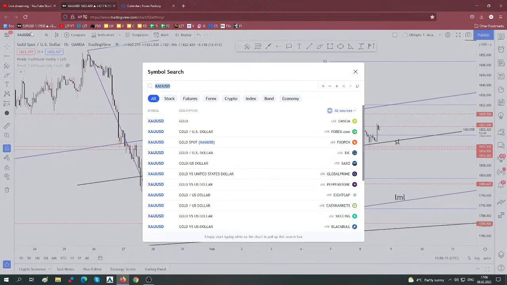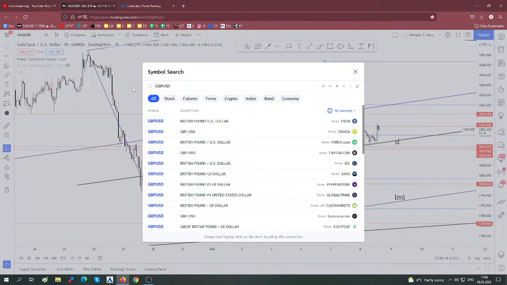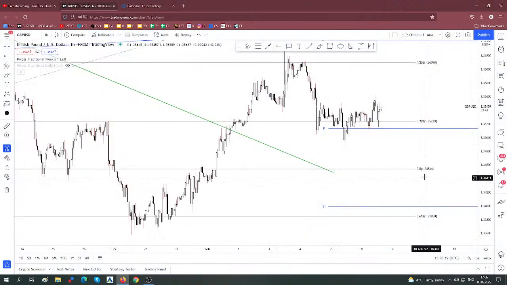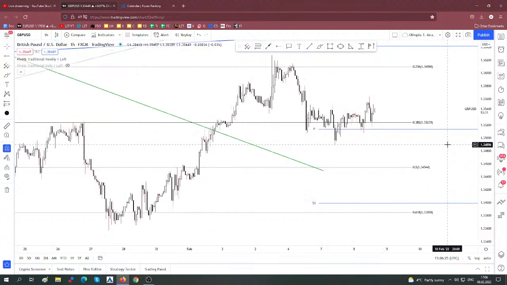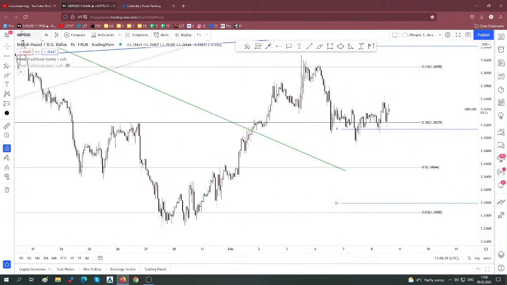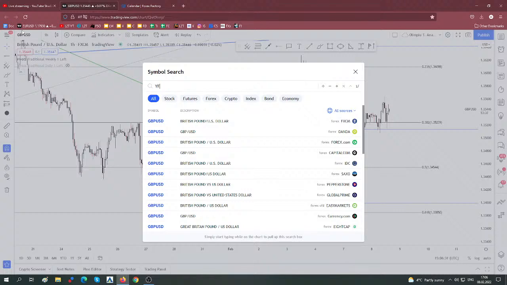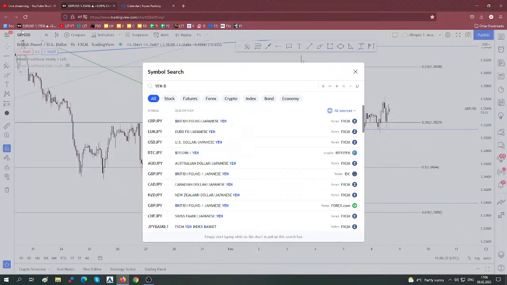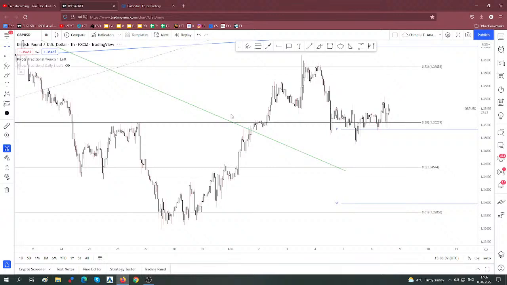And so Euro USD, I don't have something really good. British pound US dollar, let's take a look. I don't have something really good here either. Let's talk about the Japanese yen basket.